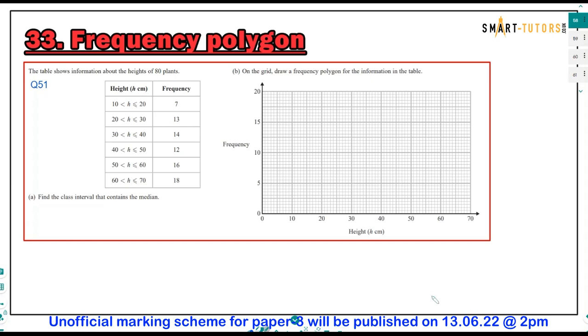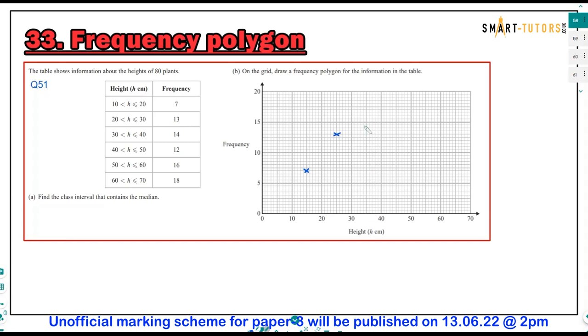The table shows 10 to 20, the midpoint is 15. So 15 and 7. So here the frequency going up in two small boxes is 1. So 7 means 5 and another 2, so 4. So 7 means 15 and somewhere here. So I'm just going to put a first point with a cross. So that is the first point. 25, 13 is the second point. 13, so 11, 12, 13, somewhere here. So that is my second point.